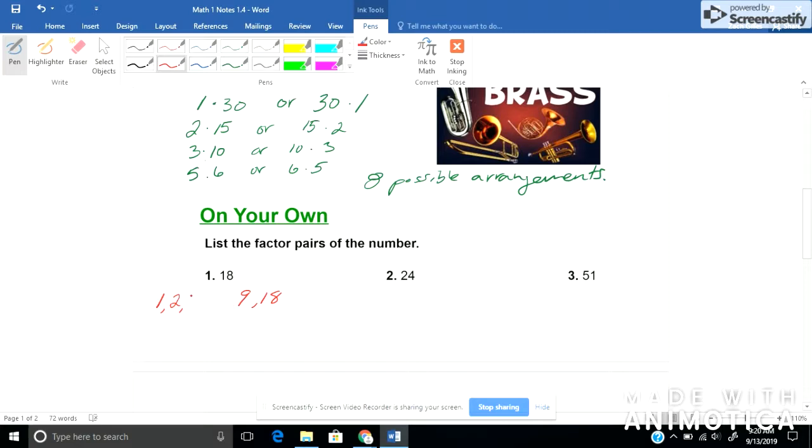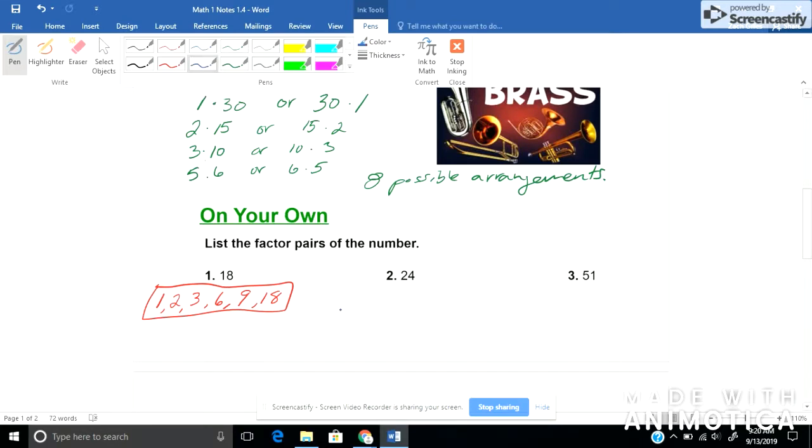Going up to my next number, 3. Would 3 be a factor of 18? Let's see, 3 times 6 would be a factor pair. 4, no, 4 doesn't go into 18 evenly. 5, no, this doesn't end in a 5 or 0. 6, yes, and we already have it. Okay, so I don't need to list it again. So my factor pairs for 18 would be 1, 2, 3, 6, 9, and 18. Okay, why don't you go ahead and pause the video then and try 2 and 3 for yourself.